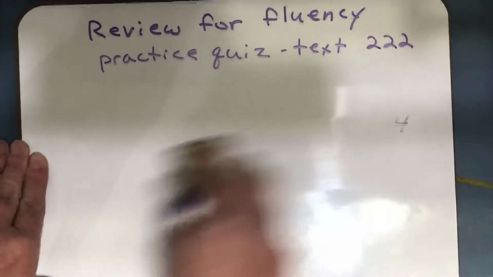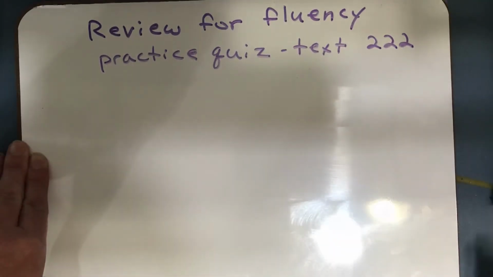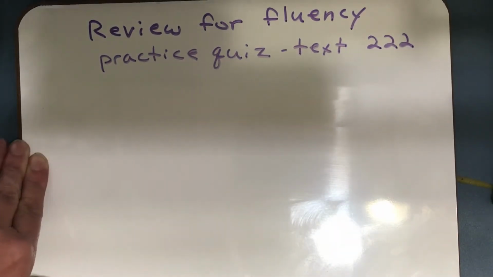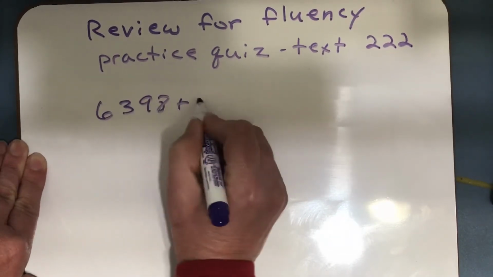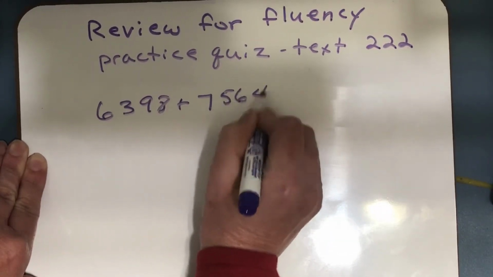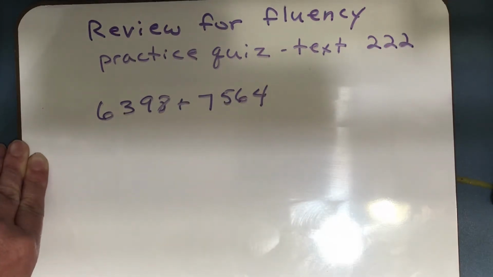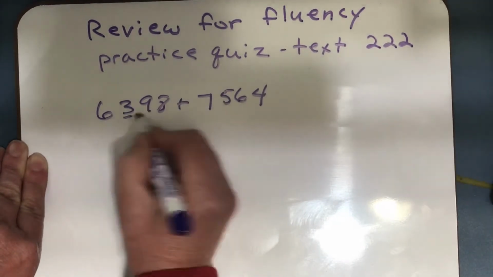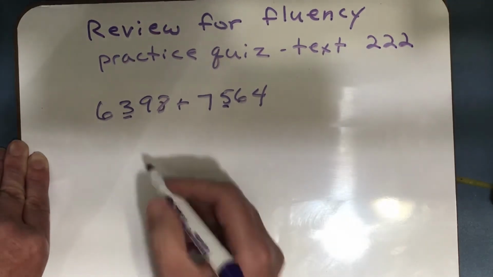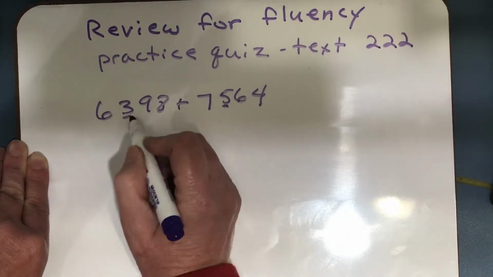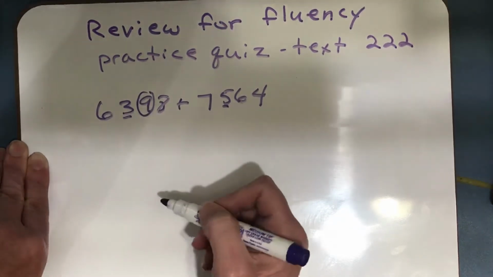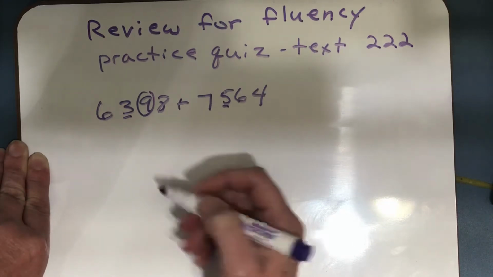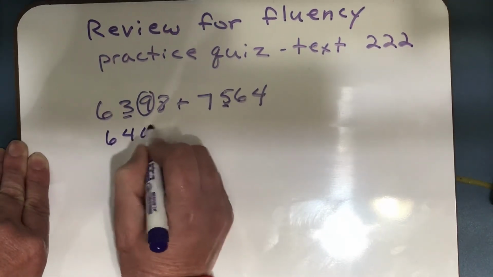You are also asked on this quiz to estimate the sum by rounding to the nearest hundred and the nearest thousand. So I'm going to take this problem here, 6,398 plus 7,564. And I'm going to estimate the sum by rounding to the nearest hundred. So underline your hundreds place in both numbers. Okay, so I have a 3 here. So I have to look at my tens place and see that it's a 9. That 9 tells me that my hundreds is going to go up to the next 100, 4. So it would be 6,400.